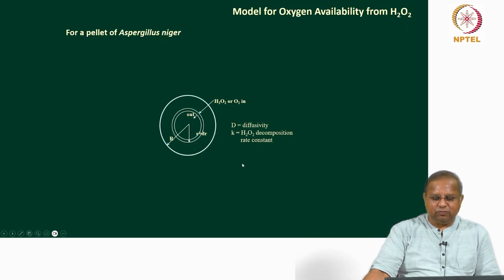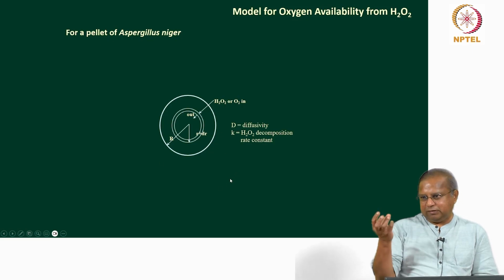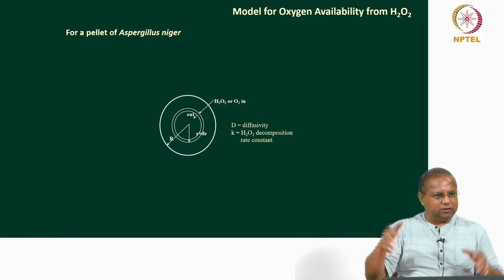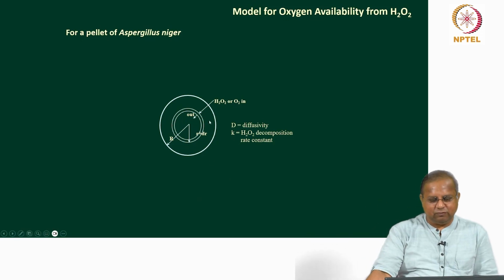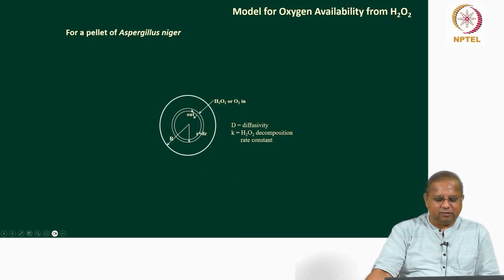And some additional work, if you had read the other papers, you would have read this. We came up with a model for oxygen availability. This is a pellet form of A Niger. Pellet is a condensed form without the hyphae sticking out. This form is needed for production of certain products. So, we considered this as a sphere, we considered a shell here, did shell balances.